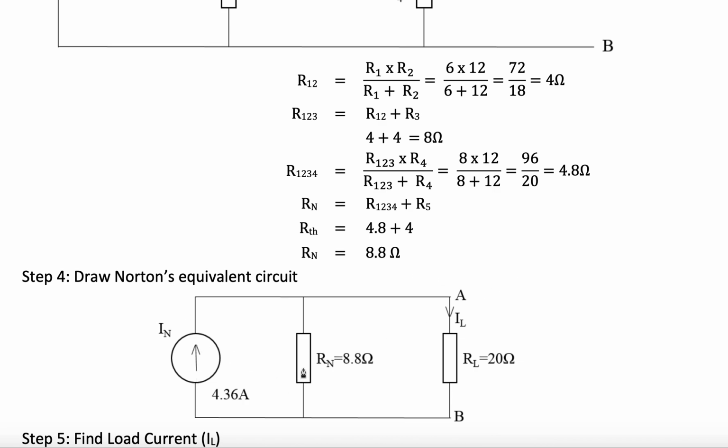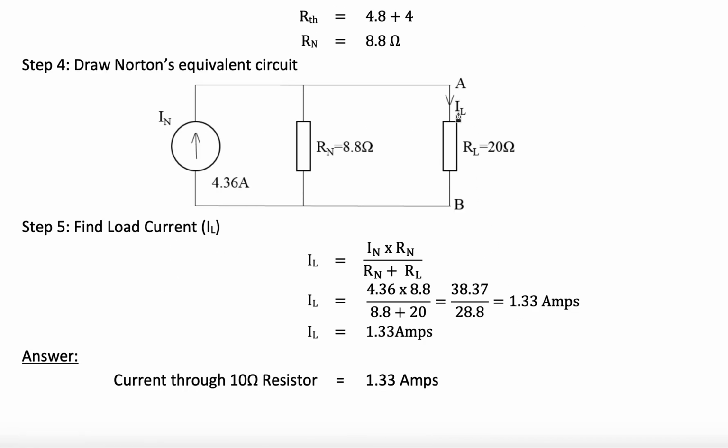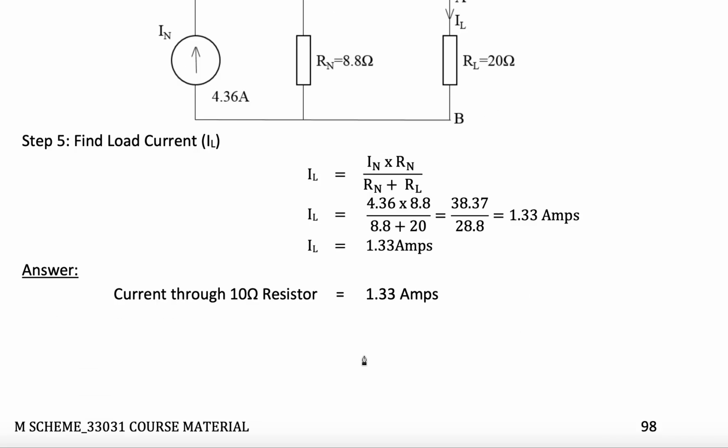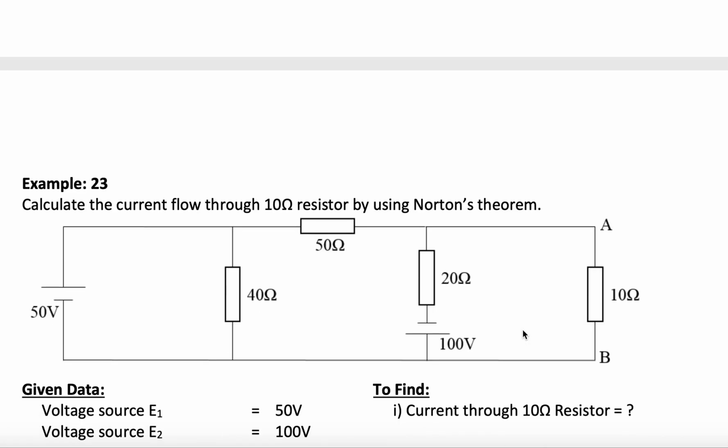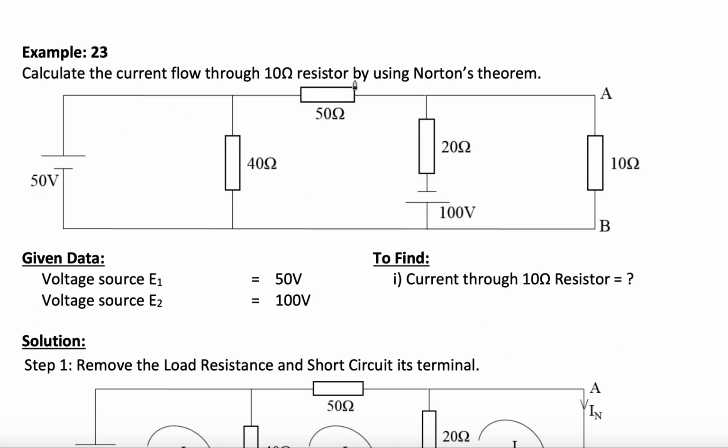So IN in parallel with 8.8. This is the load resistor. If you want to find this current, the opposite arm is 8.8 divided by this plus this. So this is going to be the current through the 10 ohm resistor. Now calculate the current flowing through the 100 ohm resistor using Norton's theorem. Oh, sorry, this is the 10 ohm resistor. These are the load terminals.